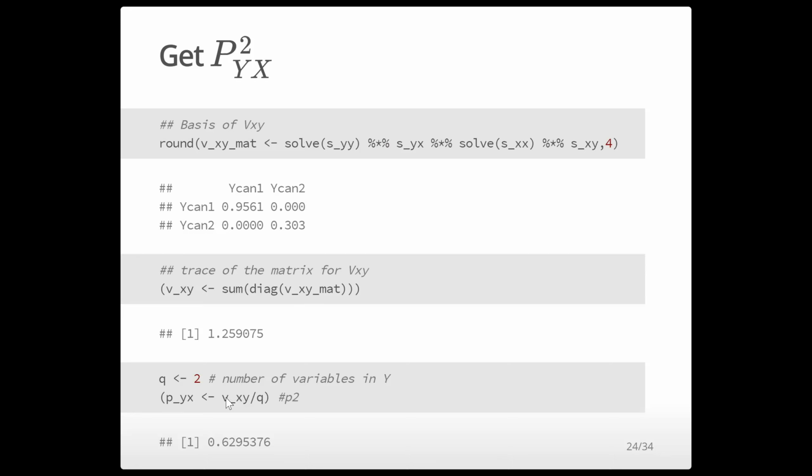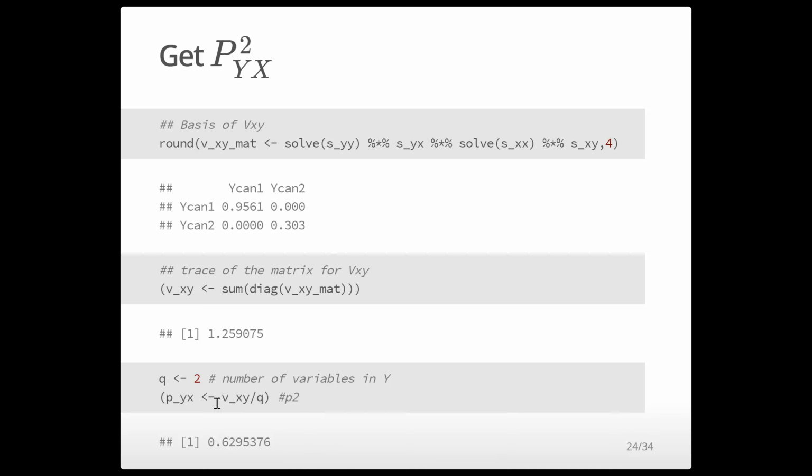So to get p squared xy, I'm going to first generate a matrix as I defined it before, where I'm inverting yy, multiplying by yx, inverting xx, and multiplying by xy. So that's going to be this matrix here. You can see that the off diagonal of this matrix, again, is also going to be zeros. This is going to be a diagonal matrix. And then the vxy statistic is the trace of this matrix.